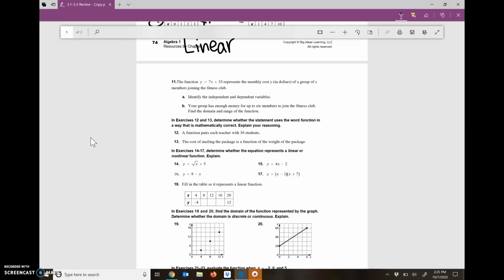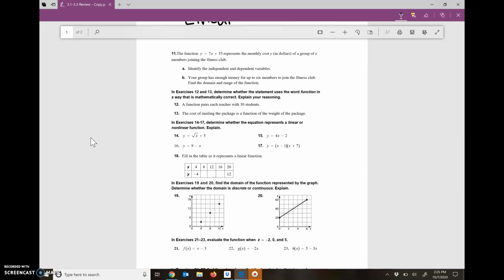All right, now we're going to look at number 14 and 16. Okay, so there are a couple things that make something linear and nonlinear. So if you remember, hopefully it's in your notes somewhere. If it has an x squared, not going to be linear. If it has a square root of x, not going to be linear. Absolute value of x, not going to be linear. X times y, or x divided by y. So any of those 5 things makes it nonlinear. So if I look here at 14, they have a square root of x in the problem, so that's going to make it nonlinear. If I look at 16, 9 minus x, doesn't have anything weird in there, so 16 is going to be linear.